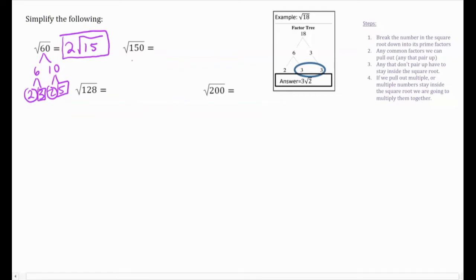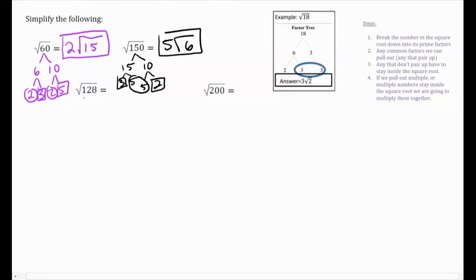Now the second one, 150, I'll split into 15 and 10. And that splits into 3 and 5. This splits into 5 and 2. Looks like I have a pair of 5s, so I'm going to pull out a 5. And then the 3 and the 2 are going to stay on the inside, and I have to multiply those back together to get 5 root 6.